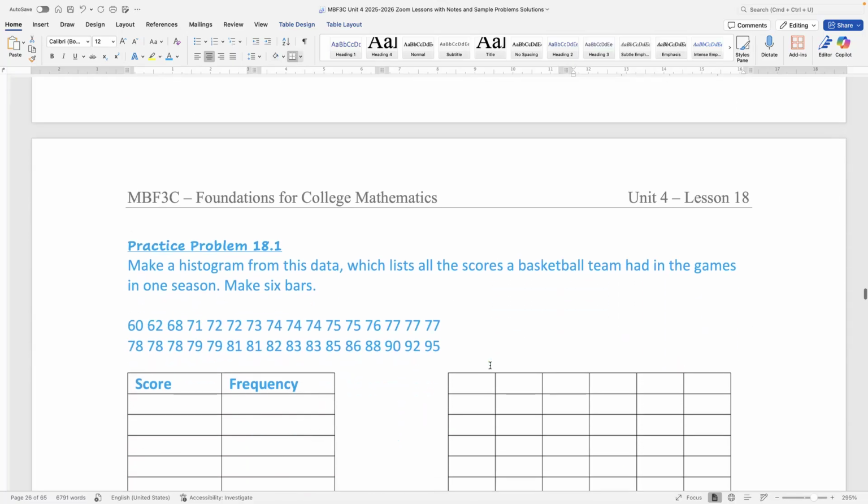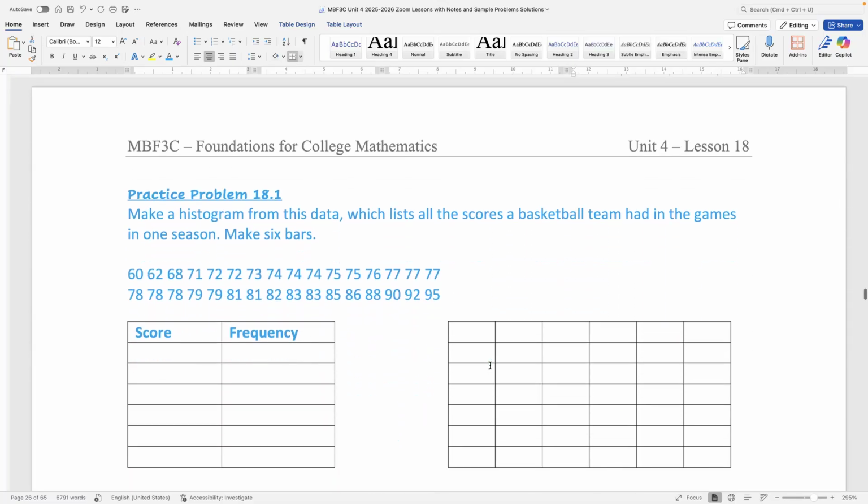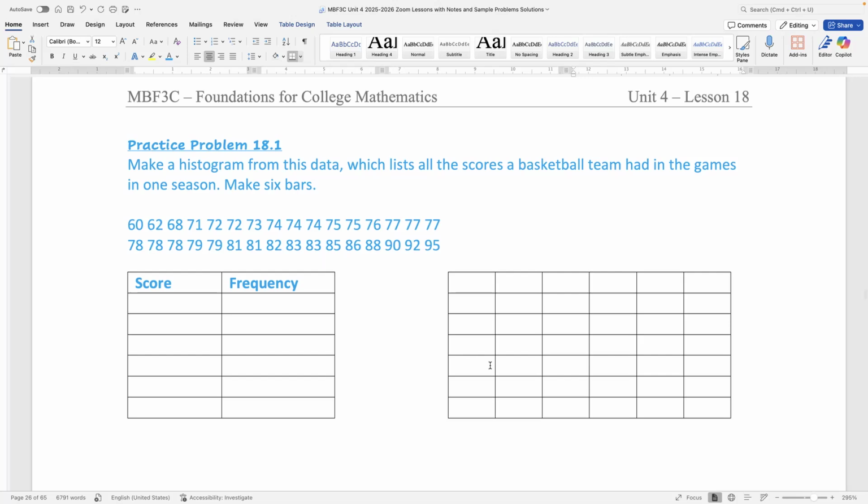Let's try now. Like I said, in this particular course, we are mainly concerned about the histogram. I just want to show you the difference between the two so there's no confusion going forward. So here, let's make a histogram for this data, which lists all of the scores a basketball team had in the games in one season. We're going to make 6 bars.